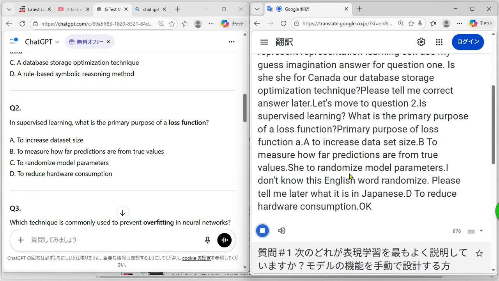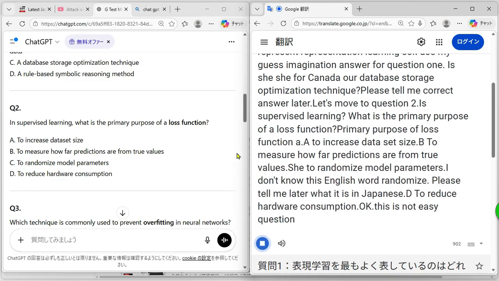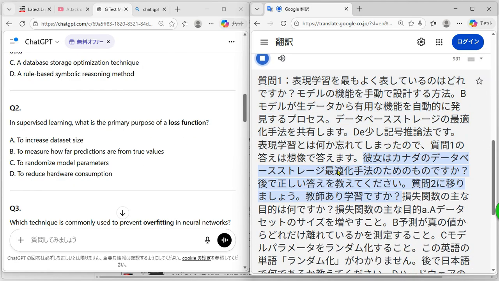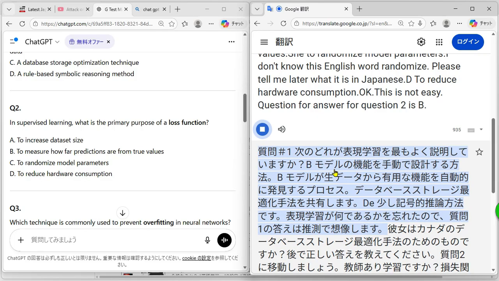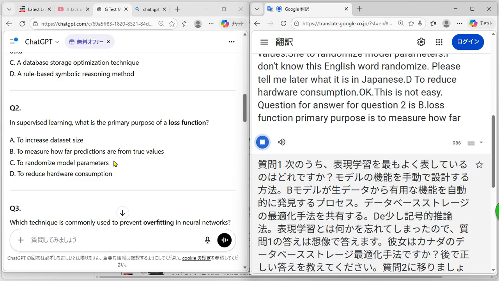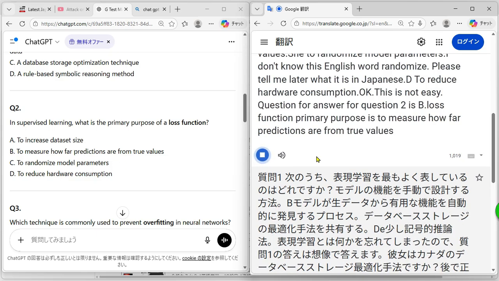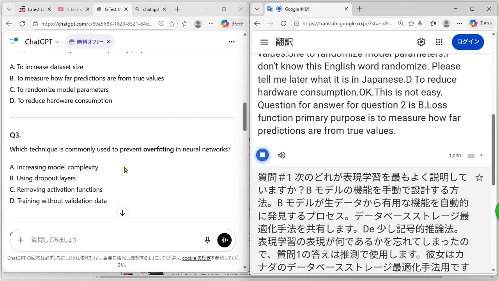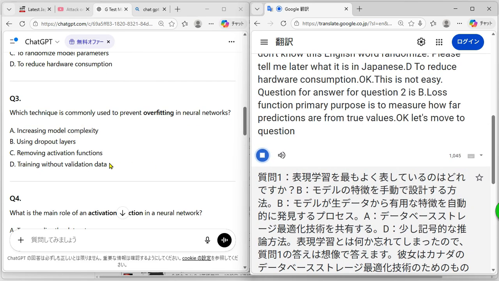Okay, this is not easy. Answer for question 2 is B. Loss function primary purpose is to measure how far predictions are from true values. Okay, let's move to question number 3.